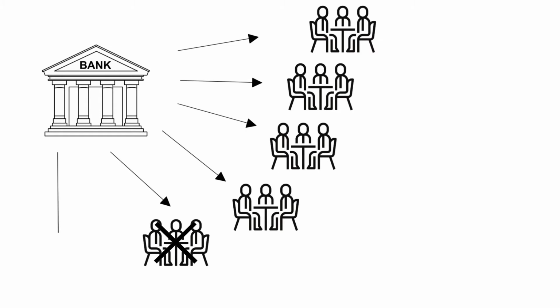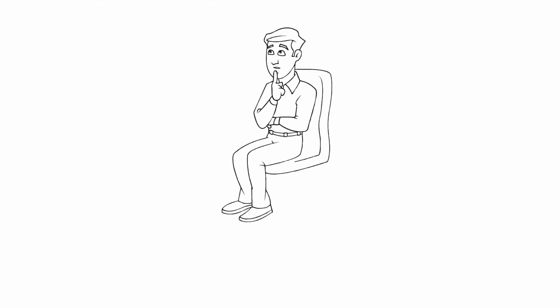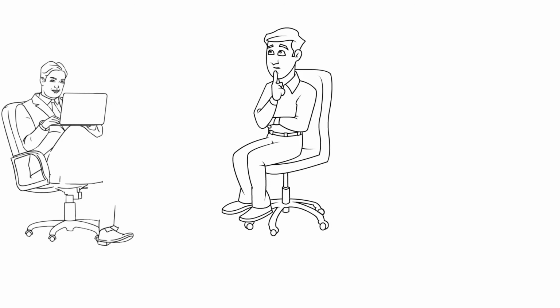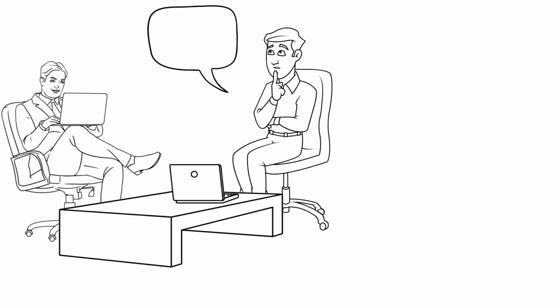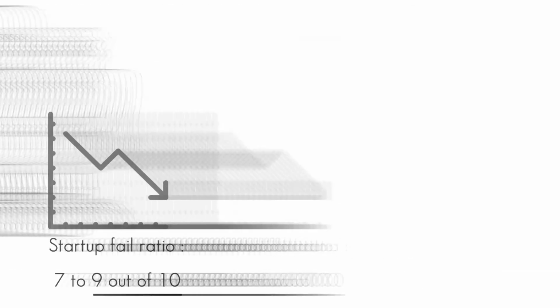From the bank's perspective, they should receive at least 25% interest to break even on their lending activities to startups, or else they lose money. This is because the 4 existing startups should compensate for the loss of 1. Now from your perspective, do you as a startup want a loan against 25% interest? I don't think so. And actually, the startup fail ratio is something more like 7 out of 10, or even 9 out of 10. So this example is still on the conservative side. In general, this is not a realistic business case for a bank.